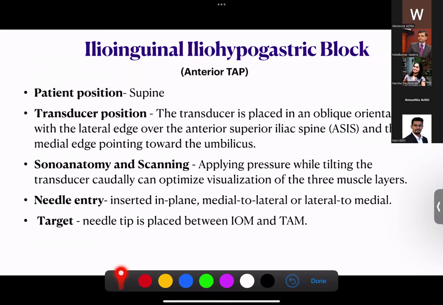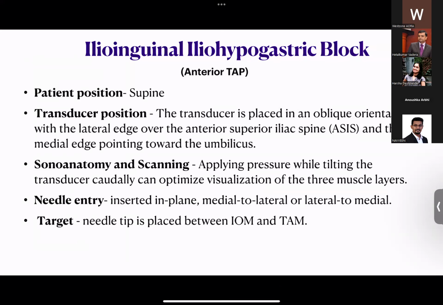Now we go towards the ilioinguinal and iliohypogastric block, or the anterior TAP block. The patient is positioned in supine position. We use a high frequency linear array transducer. The transducer is placed in an oblique orientation with the lateral edge over the anterior superior iliac spine and the medial edge pointing towards the umbilicus.